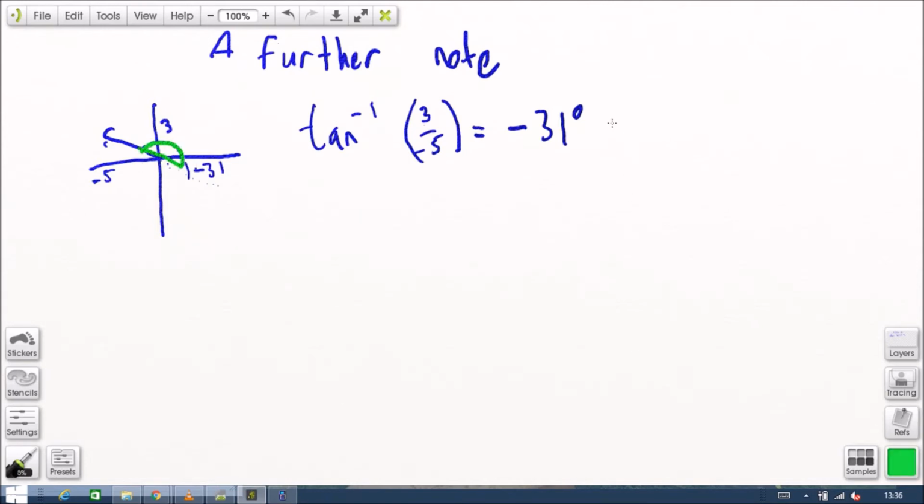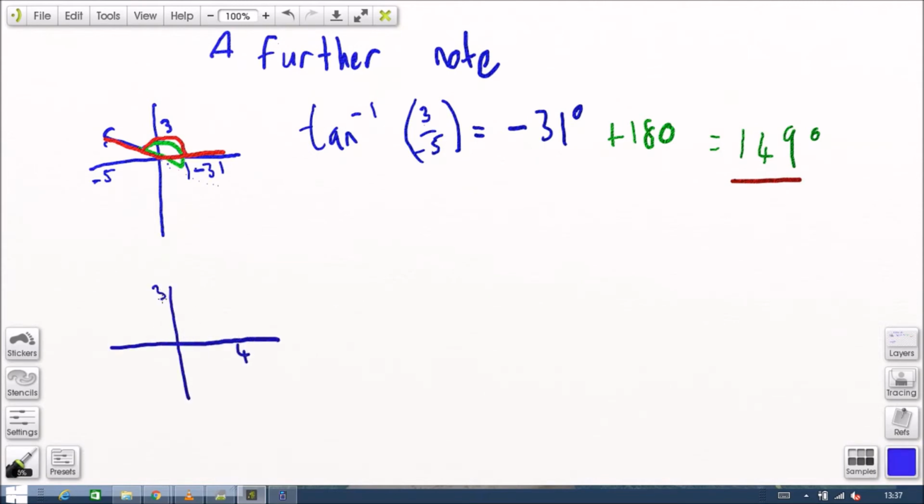Negative 31 degrees would be down in the bottom right. But if we add 180 degrees on, or a straight line, we can see that 149 is more like what we'd expect. So we needed to add on 180 degrees if it's in that top left quadrant.